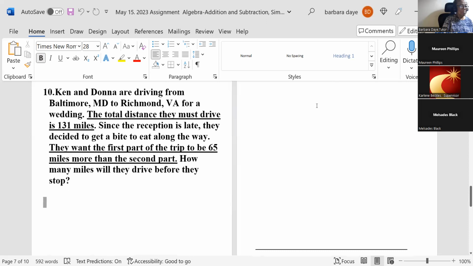How many miles did they drive before they stop? They want the first part of the trip to be 65 more than the second. So the first part, how many miles will they drive before they stop? So that first part is going to be longer than the second part, right? So how much longer? 3 more miles longer. No, no, no.